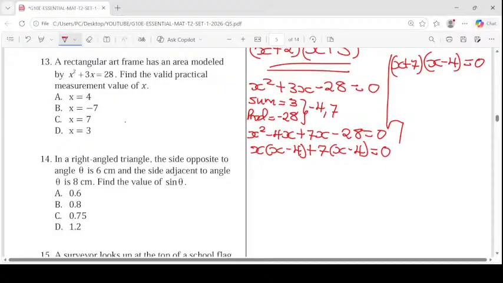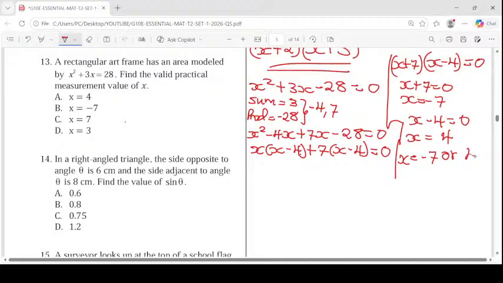So in the first case, I have x plus 7 is equals to 0. This means x is equals to negative 7. In the next case, I have x minus 4 is equals to 0. This means x is equals to positive 4. So I have two values of x. X can be negative 7 or positive 4. But now after getting them that way, we come and look at it. Find the valid practical measurement of x.